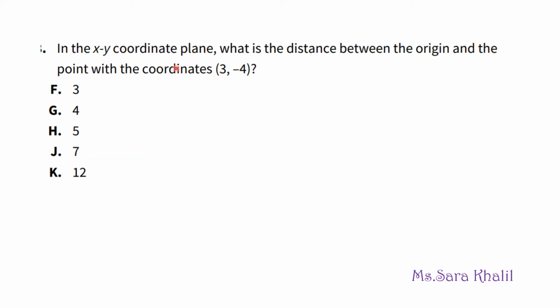In the xy coordinate plane, what is the distance between the origin, which means 0 and 0, right, and the point with the coordinates 3 and -4? Remember the distance formula? We just need the distance formula, and remembering that, of course, the origin is 0 and 0. Now, according to the distance formula, it's root of x2 minus x1 all squared plus y2 minus y1 all squared.